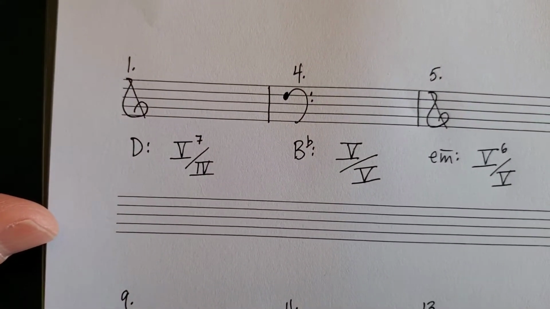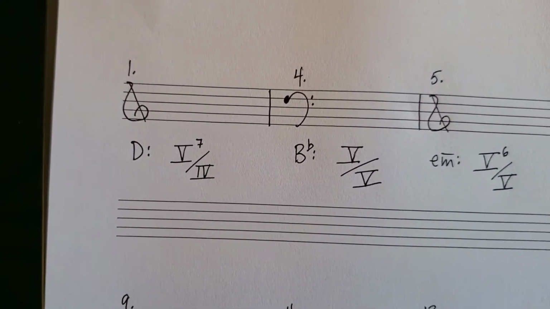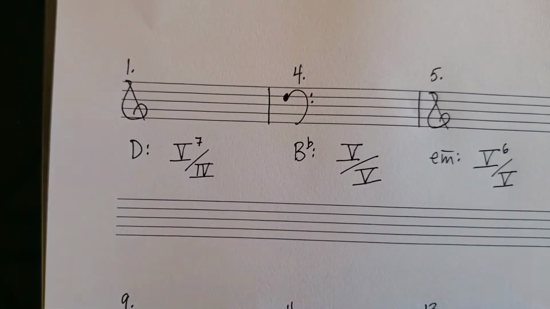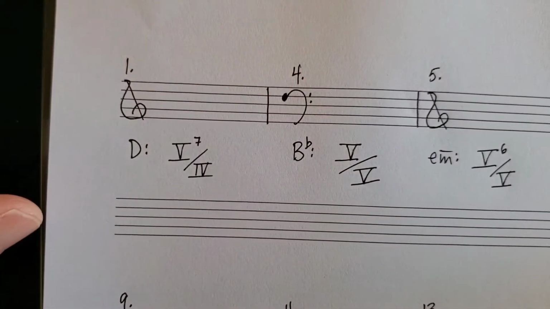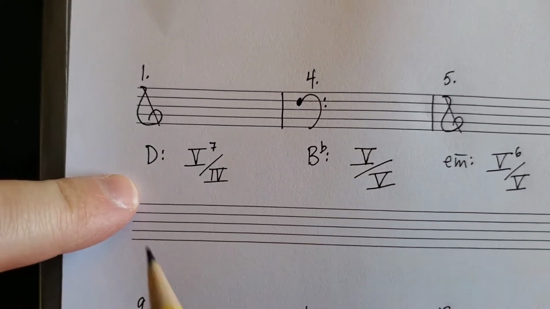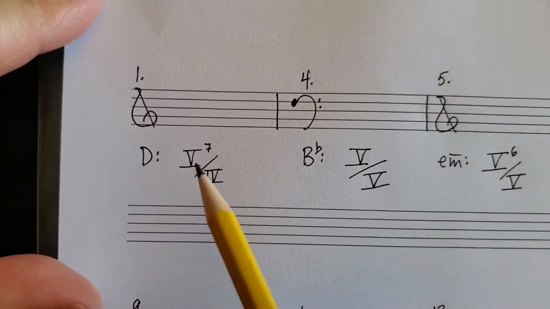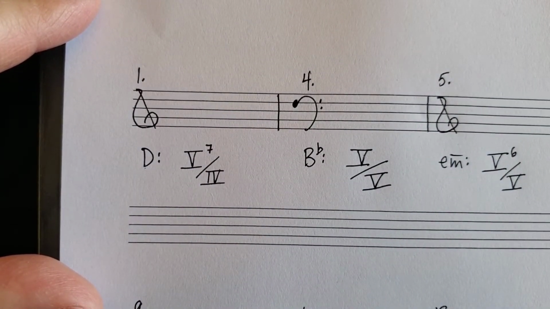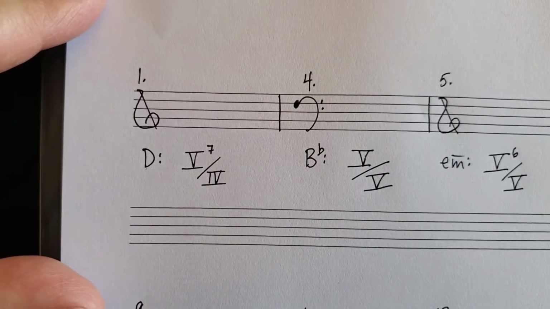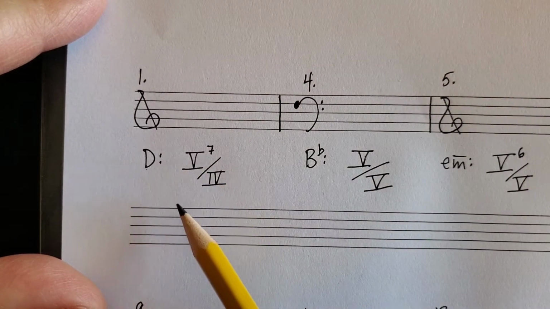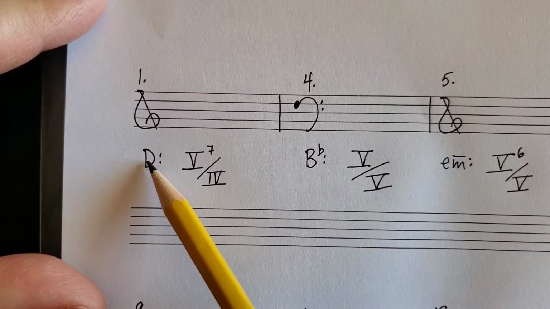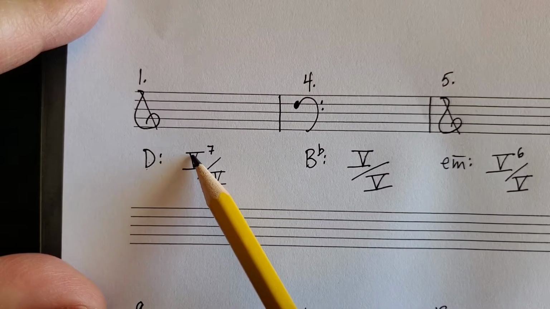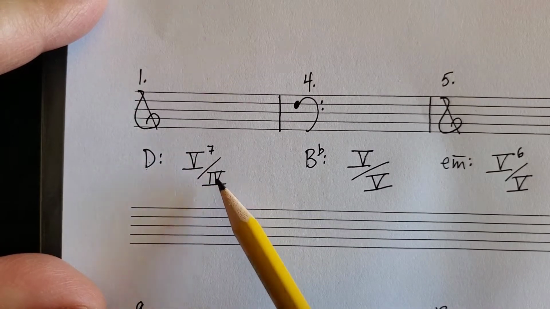This is on page 249, self-test 16-1. This is number 1 in the self-test in part A, and it's in the key of D major, and it says 5-7 of 4. So when you actually say a secondary dominant, you just use the word "of" for the slash. So in the key of D major, I'm going to write a 5-7 of 4.